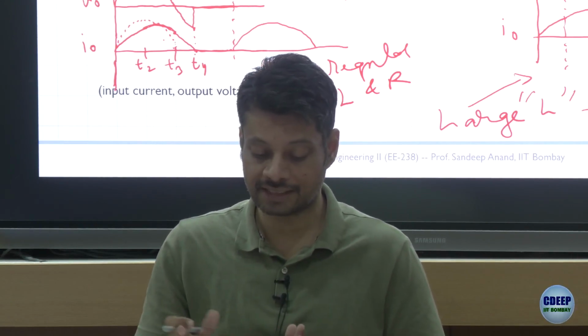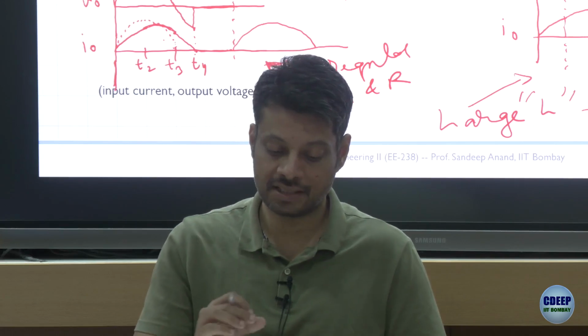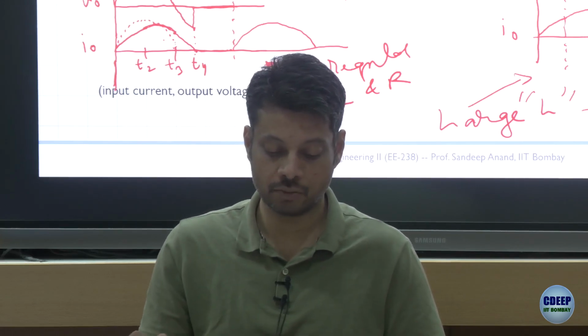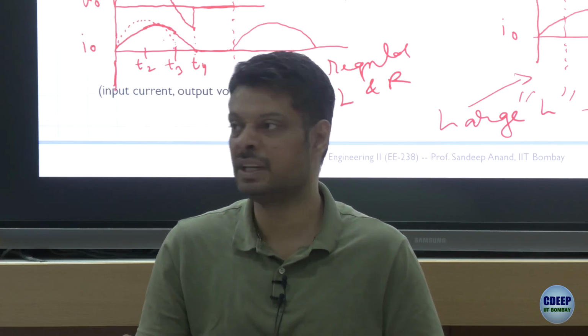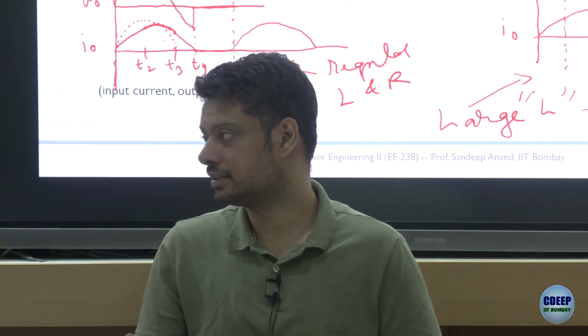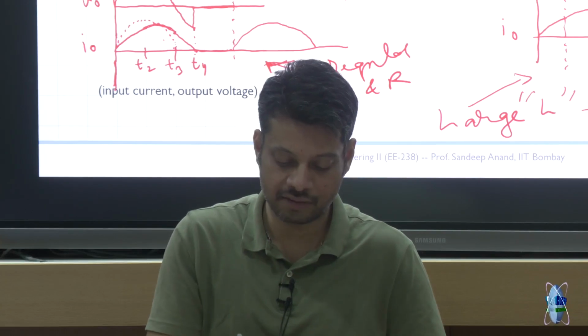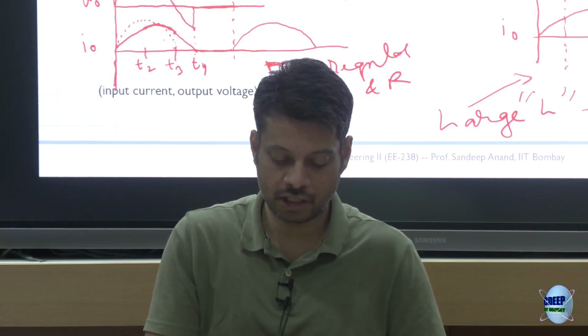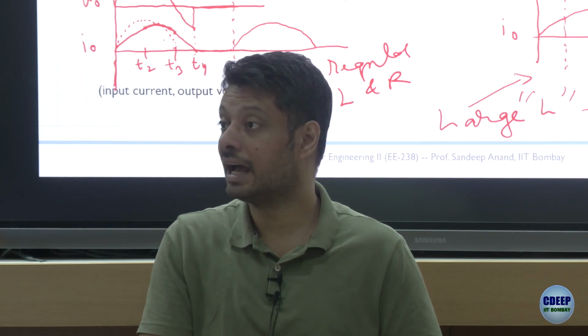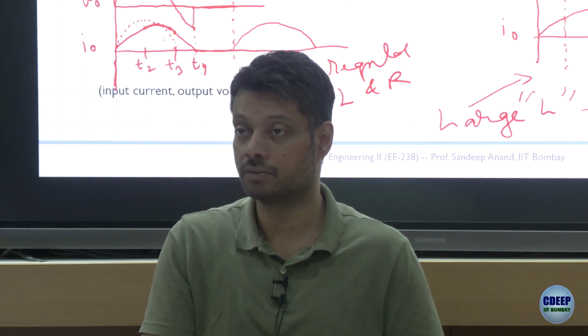This would still work as a rectifier, but now you can see the output average voltage would be lesser than what it would have been if you had a pure resistance. Because the output voltage is going into the negative side also, the average voltage of the output is a little less as compared to what it was before.